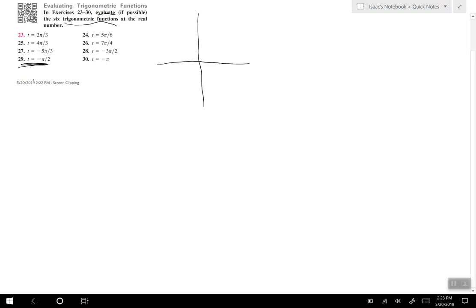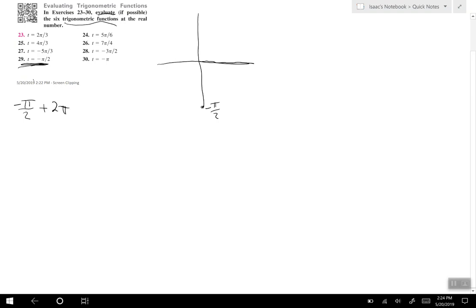If you know that pi over 2 radians is equivalent to 90 degrees, just that we're going clockwise because it's negative, well, you know what a right angle looks like, so starting at 0, you could go this direction 90 degrees, and that would be one way to locate negative pi over 2.